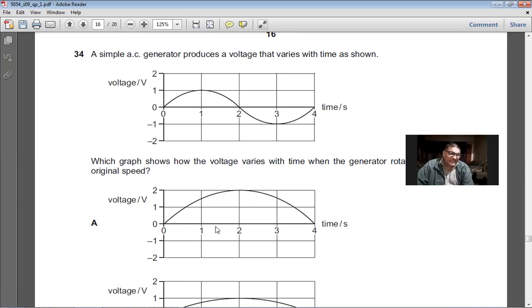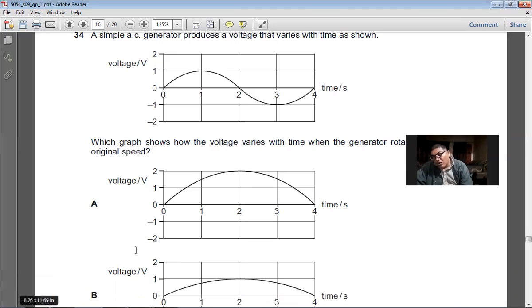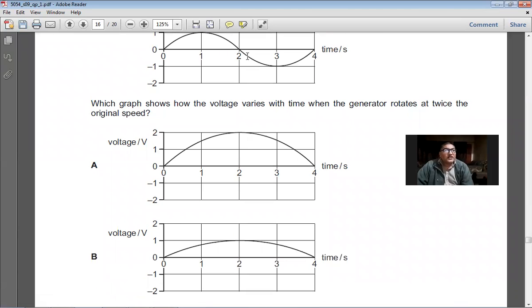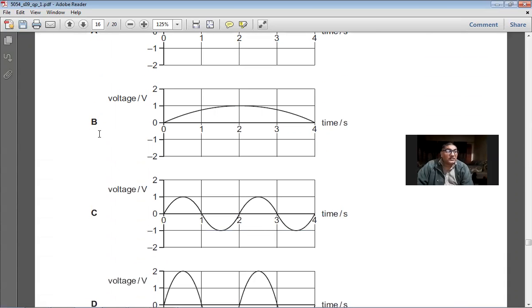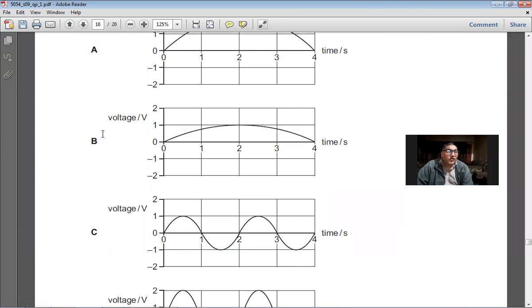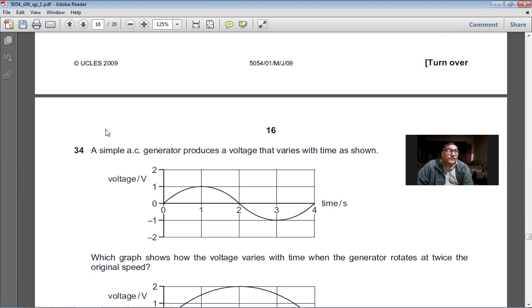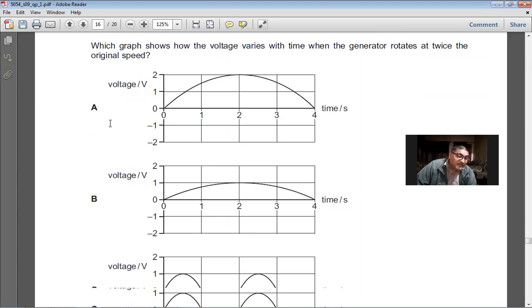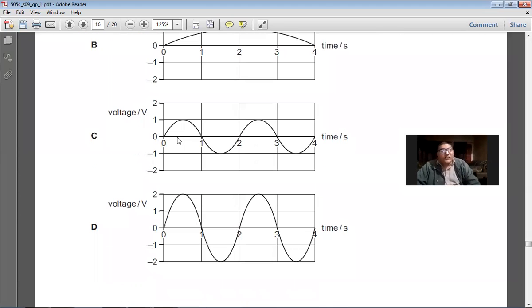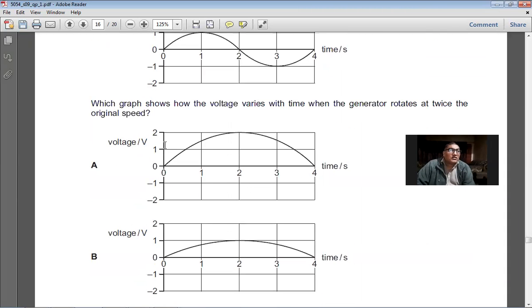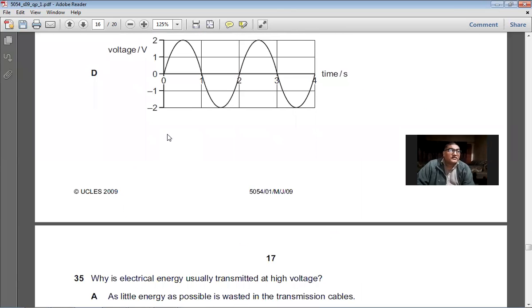So I think, in 4 seconds there is 1 wave. There should be more waves. Plus their amplitude should increase.